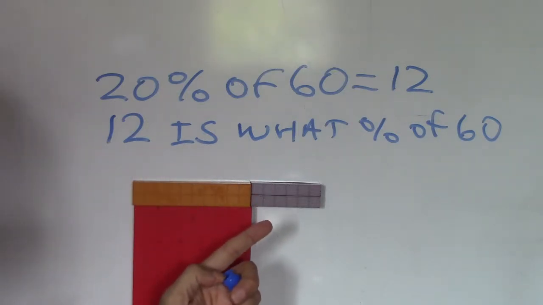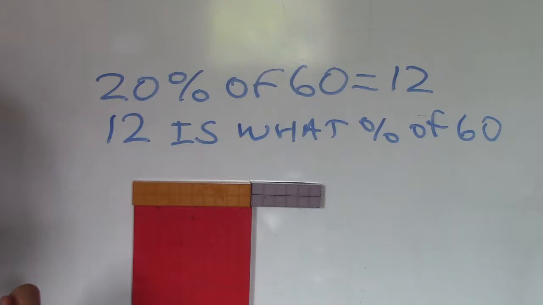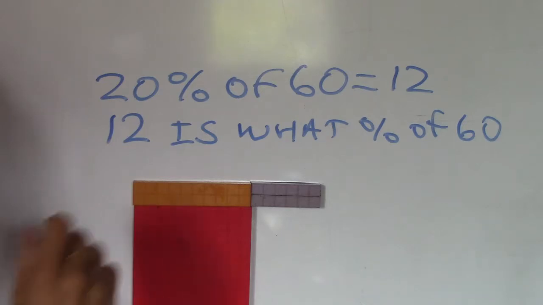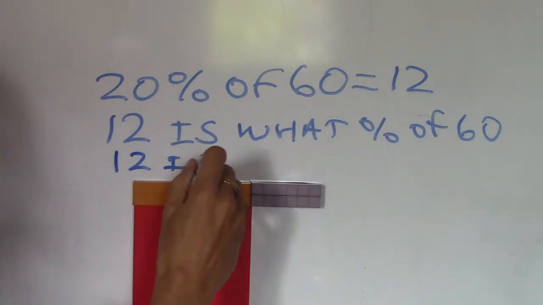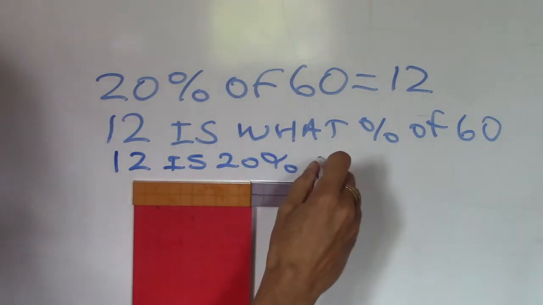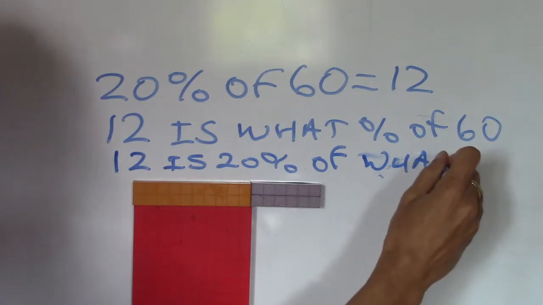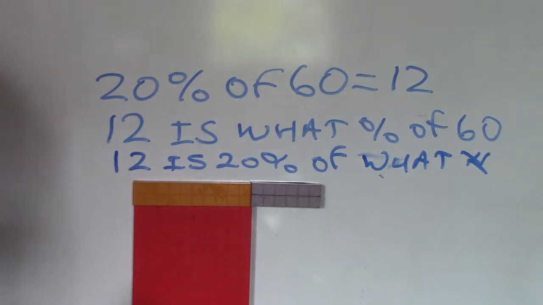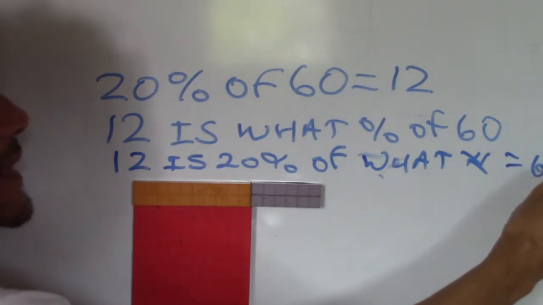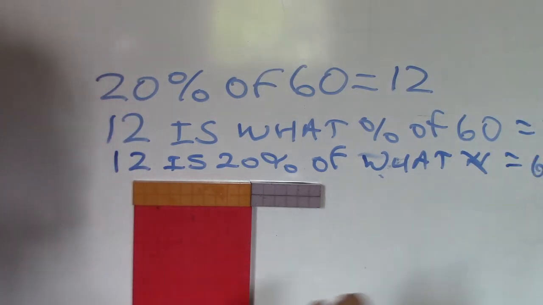There you go. Well, hold on a second. Say it again. Verbalization is important. 12 is 20% of what number? 12 is 20% of X, or what number? And of course, what is that number? That number's gotta be 60. There's not another answer. That's what we love about mathematics, right?